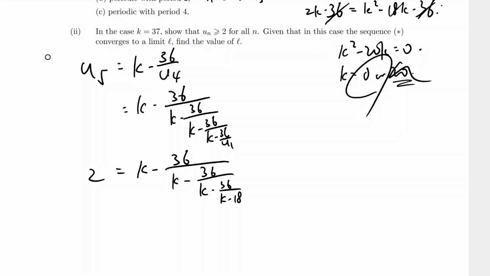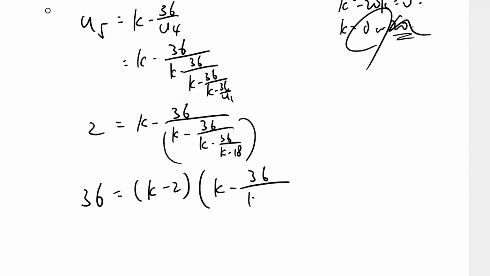Okay, let's multiply both sides by this thing, shall we? That sounds like the most sensible thing to do. Or perhaps get the k minus 2 to the other side before we do anything. So 36 equals k minus 2 times that thing. Okay, hopefully we're all happy with this.